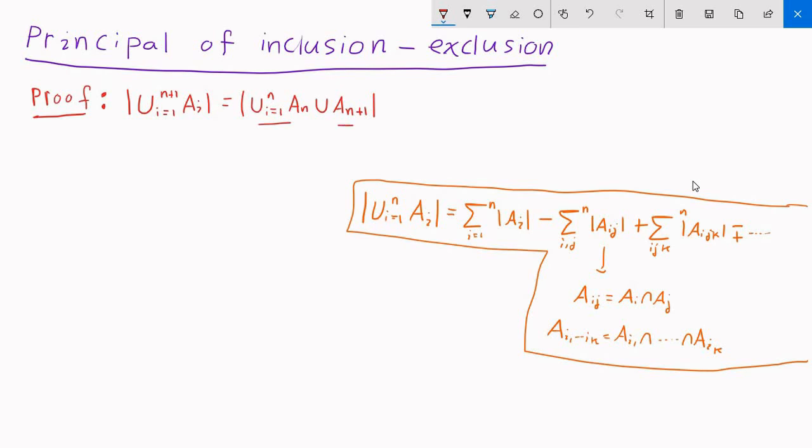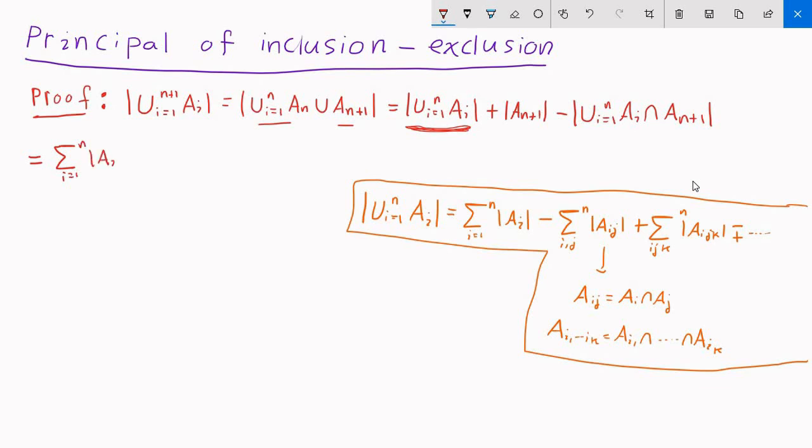So here we can think about this as just a union of two sets, and we can apply the basic principle of inclusion-exclusion here. So what we get is the cardinality of the union from 1 to n of a sub i, plus the cardinality of a sub n plus 1, and of course we have to subtract the cardinality of the intersection of these sets. According to our induction hypothesis that the formula holds for all sets of size n, we already have our formula for the first term. So applying that, we have the sum from i equals 1 up to n of the cardinalities of each of the a sub i, subtract the cardinalities of each of the pairwise intersections, and then add the triples, subtract the quadruples, etc., until we reach the final term, which is the intersection of each of these pieces.